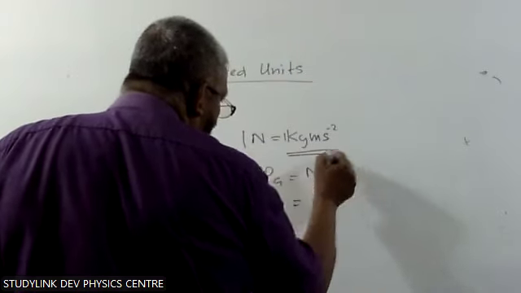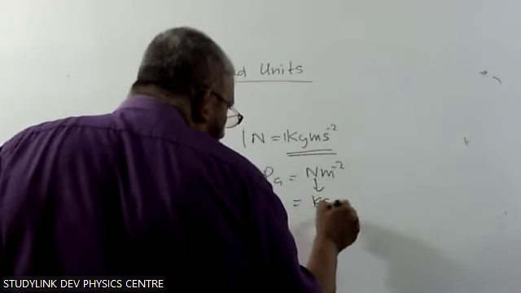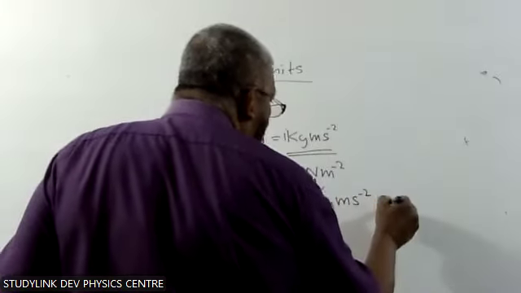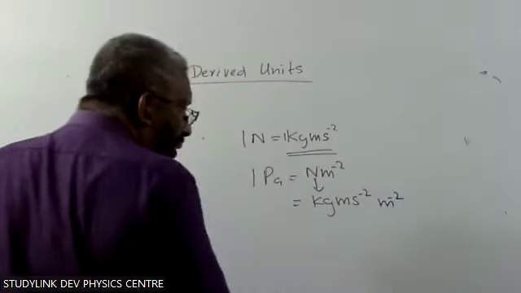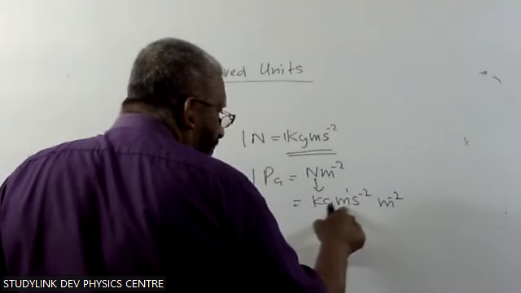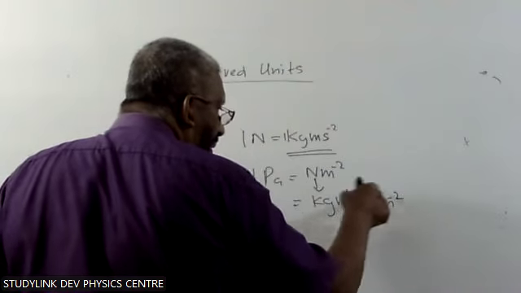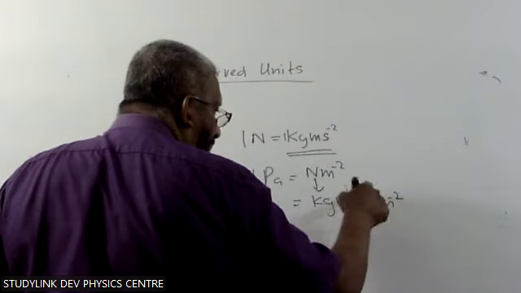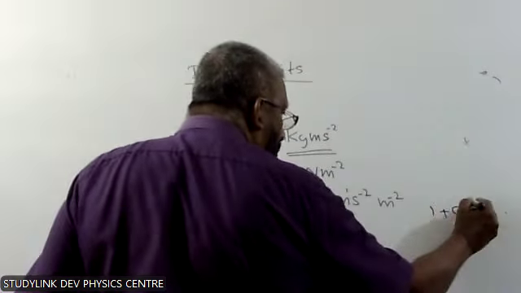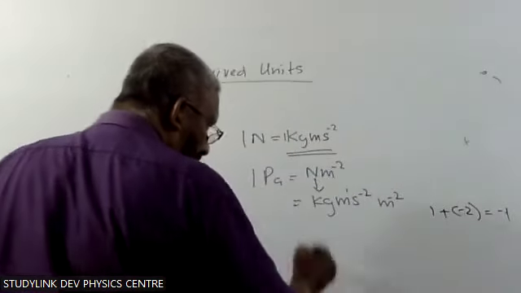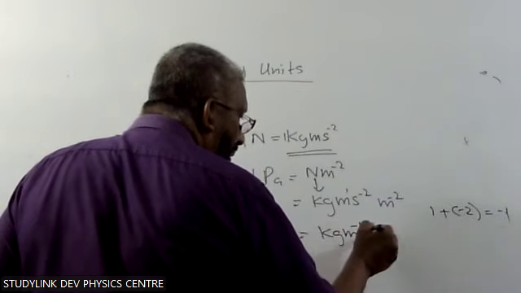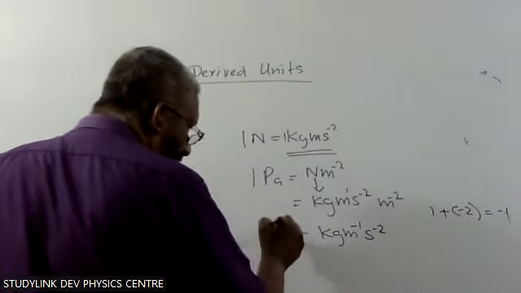1 Newton is kg m s^-2, into m^-2. So m here, the base is the same, then powers are to be added. 1 plus minus 2 means m^1 plus minus 2 is equal to minus 1. So therefore, kg m^-1 s^-2.